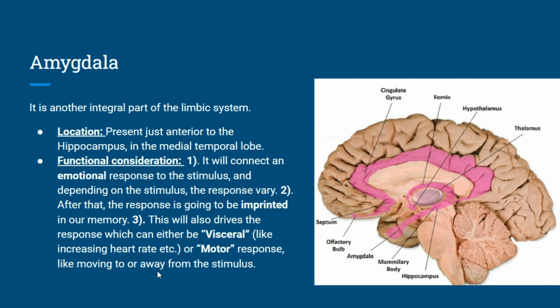The second component is the amygdala. It is another integral part of the limbic system. Location is it is present just anterior to the hippocampus in the medial temporal lobe. Functional consideration is it will connect an emotional response to the stimulus, and depending on the stimulus, the response varies. After that, the response is going to be imprinted in our memory. So it's going to get that emotional stimulus, and depending on the stimulus, it will respond. So this will also drive the response, which can either be visceral, like increasing the heart rate, etc., or a motor response, like moving to or moving away from the stimulus.